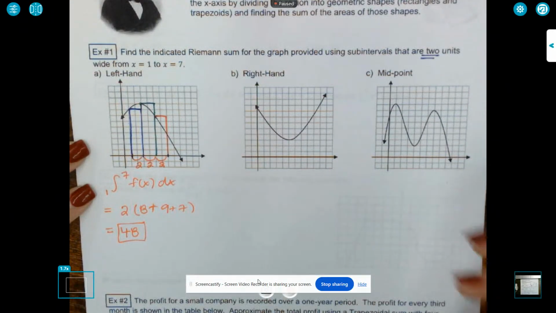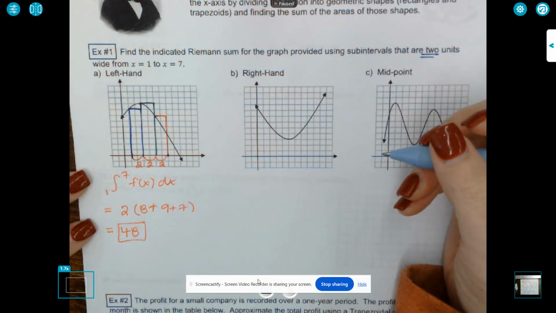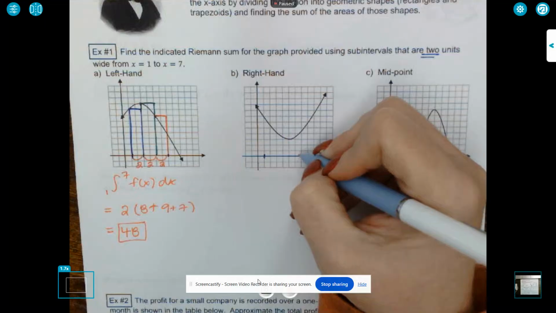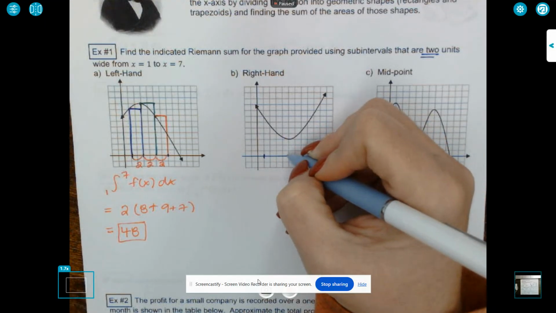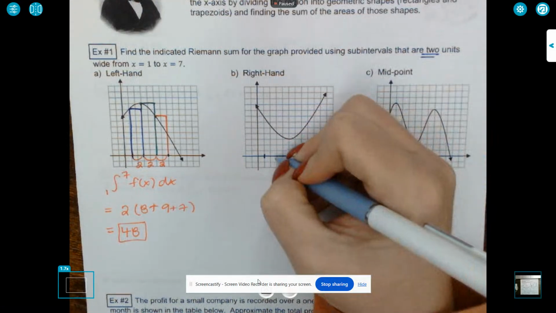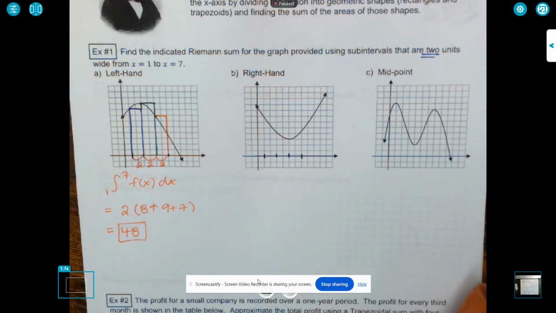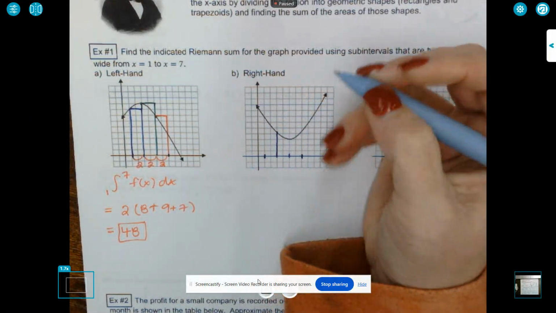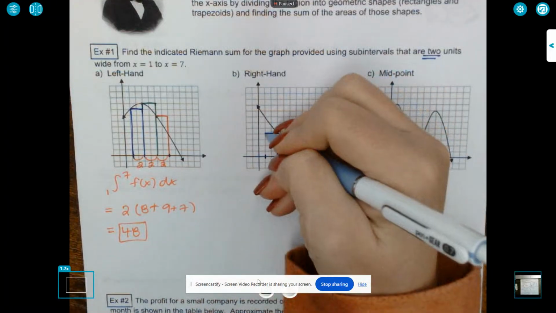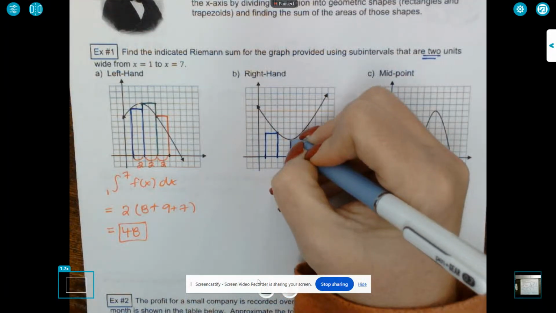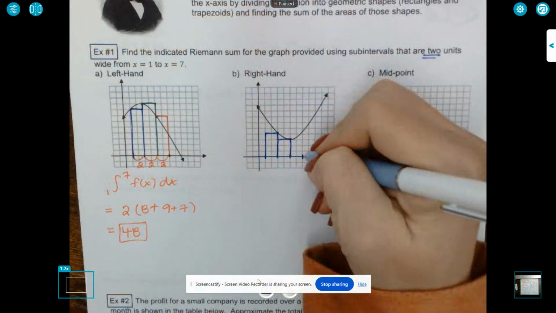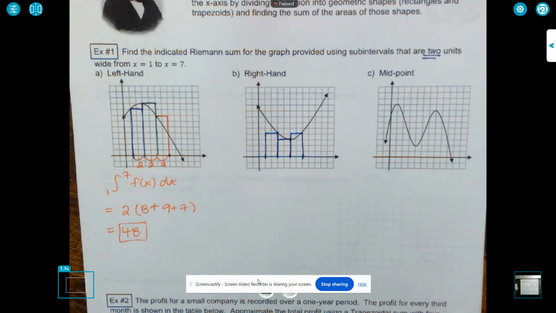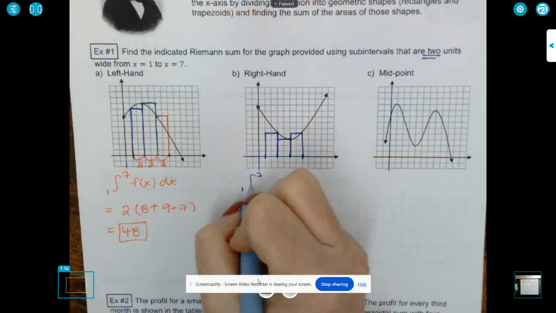Now when you do the right-hand sum, remember the right point is what is on the graph. So again, we're going from 1 to 7, and we're doing intervals of 2. I'm going to draw this right side up to the point and then make my rectangle. The right side to the point, make my rectangle. The right side to the point, make my rectangle. Same thing here, we're going from 1 to 7.